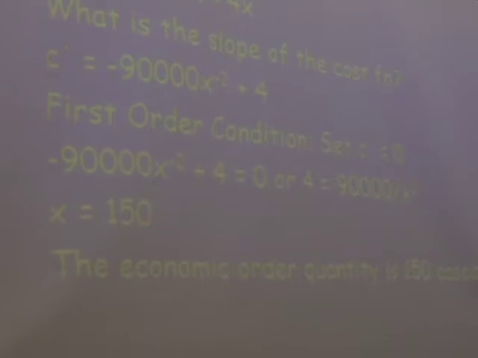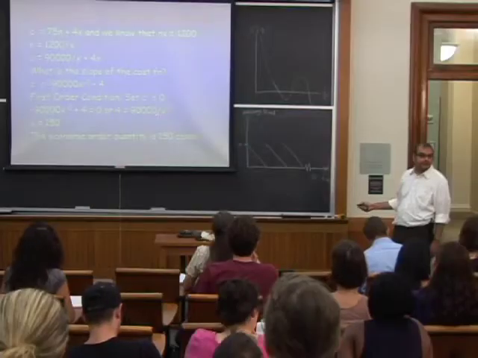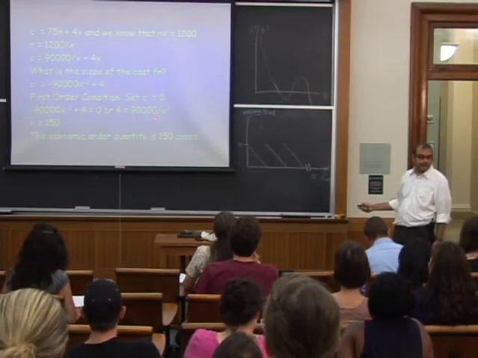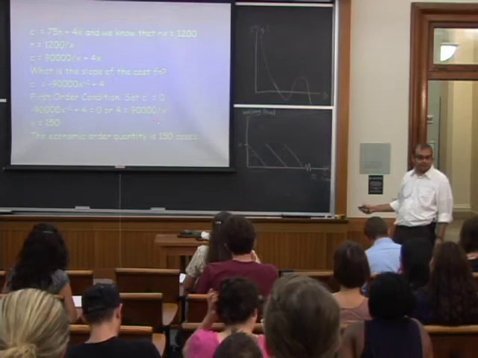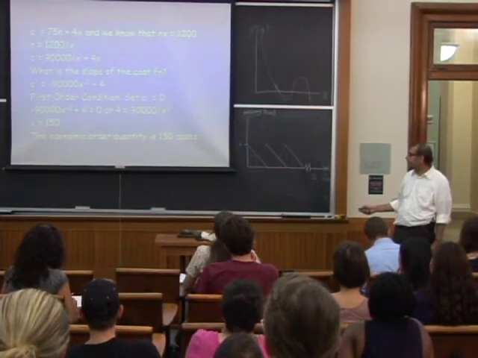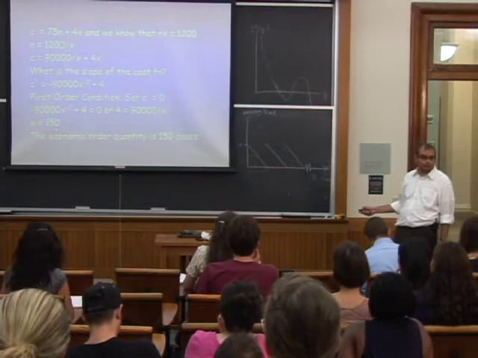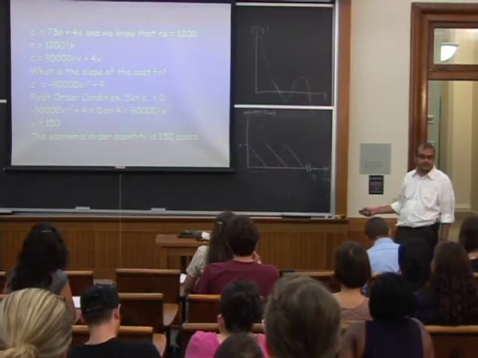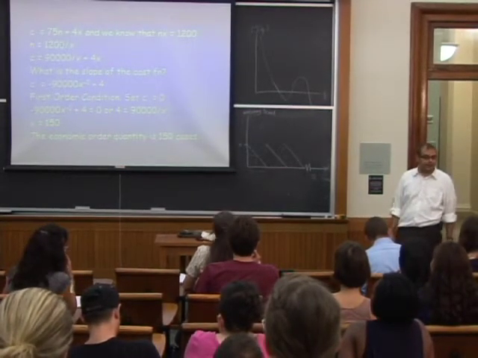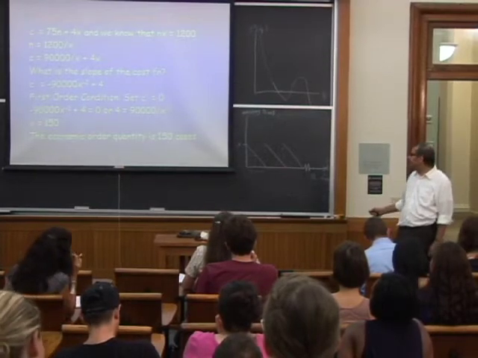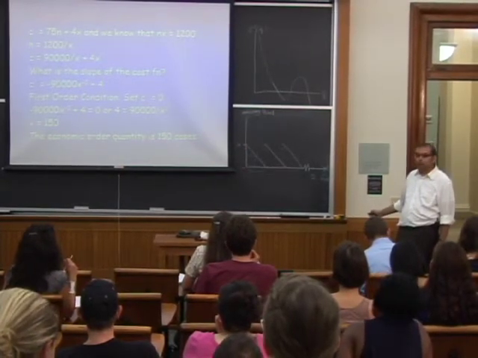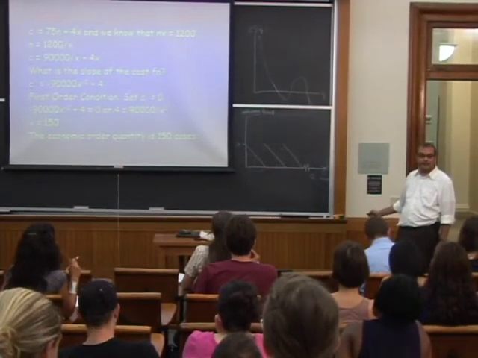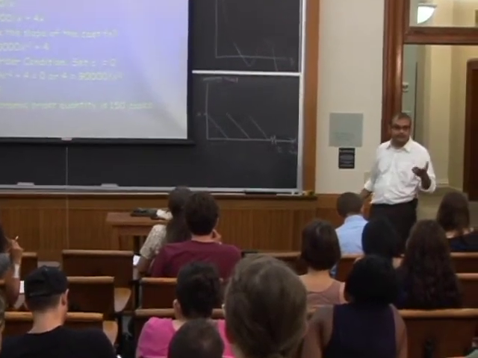And you will get, since this is x squared, a positive and negative root. Your answer here is x equals plus 150 or minus 150. But you can reject the minus 150 because you know what you've constructed x as. It's the order size, and it cannot be negative.